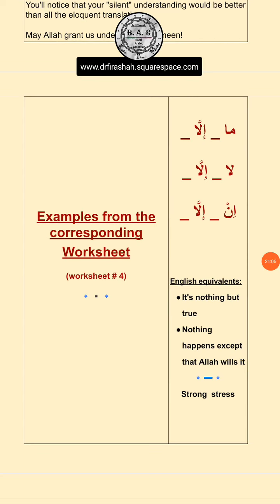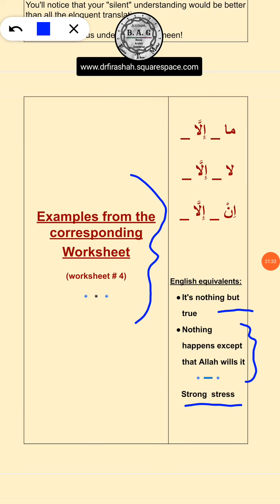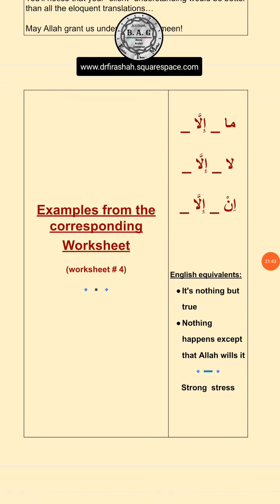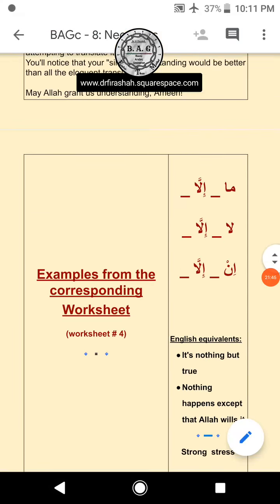And at this moment, just study the third formation first. So you've got ma illa, la illa, and in illa formations, okay? And you simply translate this as it's nothing but true, or nothing happens except that Allah wills it, okay? So it is this kind of formation, and yes, it does provide strong stress. Now I haven't given any examples over here. I'm sorry, you're going to solve these examples on your own, and they are in the worksheet. Okay, so this was our third pattern.